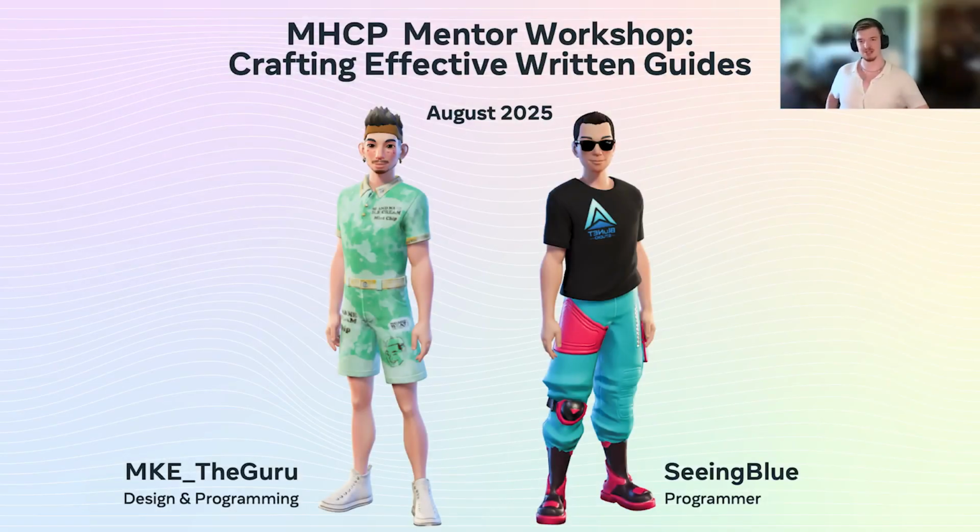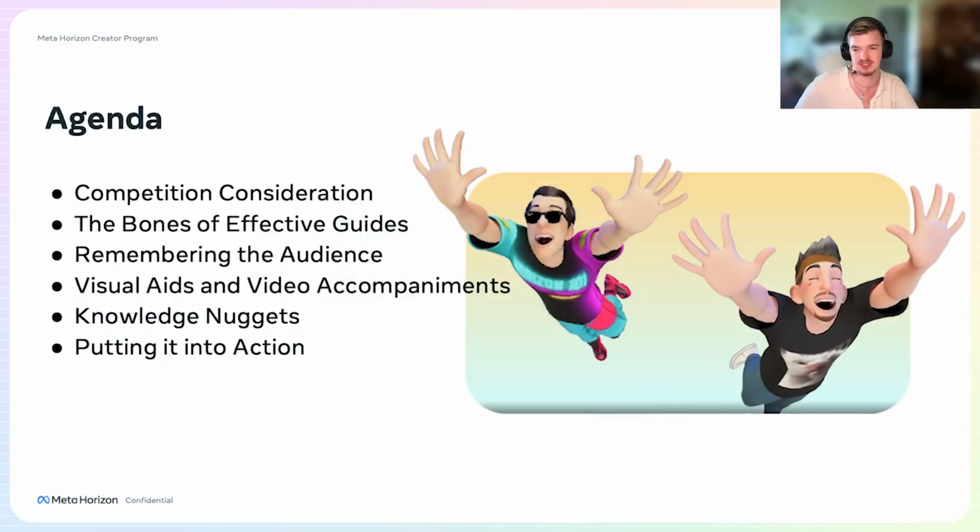Today, we are going to be talking about crafting effective written guides. This is something that is very important for the community, very important for the ongoing contest, which we will touch on for a moment. On our agenda today, first we talk about the ongoing competition and how some of what we're going to discuss can relate to that for you. Then we're going to go over the bones of effective guides.